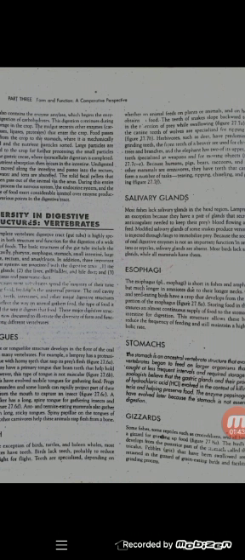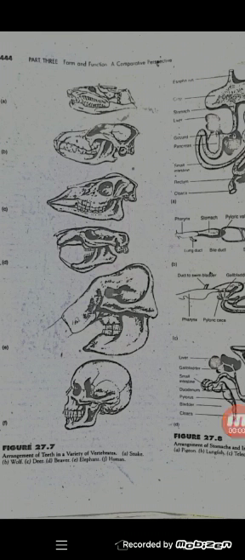लंबे से नोकीले से दांत होते हैं, उनको फैंग्स कहा जाता है, to immobilize prey, प्रे को इमोबिलाइज करने के लिए. Amphibians, reptiles, and most birds lack salivary glands. Mammals have salivary glands. Now, figure 27.7 shows the arrangement of teeth in a variety of vertebrates.